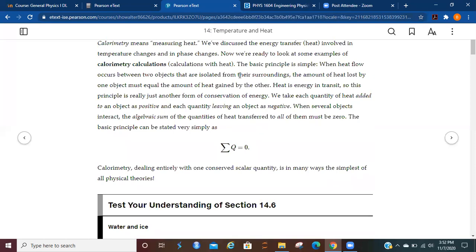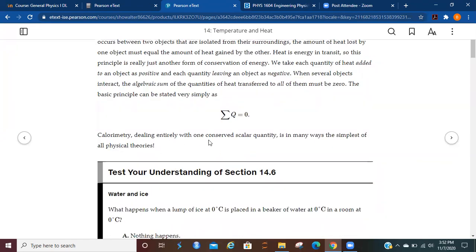Heat is energy in transit. So this principle is really just another form of conservation of energy. We take each quantity of heat added to an object as positive and each quantity leaving an object as negative. Think of it like a bank account where you gain money by people putting money in, or you lose money whenever you make a purchase. When several objects interact, the algebraic sum of the quantities of heat transferred to all of them must be zero. And so the basic principle here is that the adding and subtracting of all of the heat from different spots has got to be equal to zero.